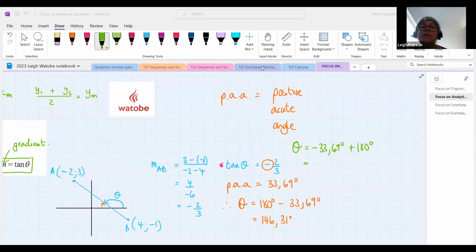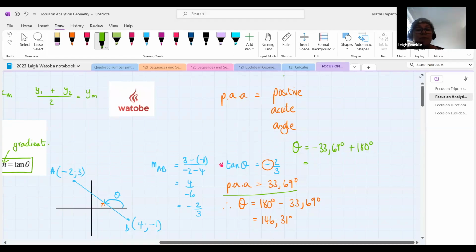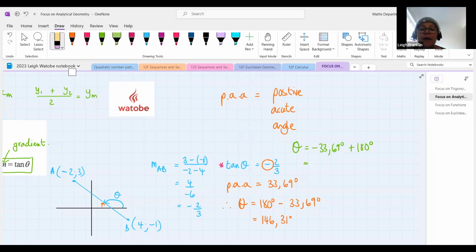Or you can do what Cassandra said, and you can set it out in the green. You're not going to get marked down for saying that it's a PAA. It is a PAA. It's a reference angle in this case, or a key angle. But what is important is that 33.69 or negative 33.69 is not theta.